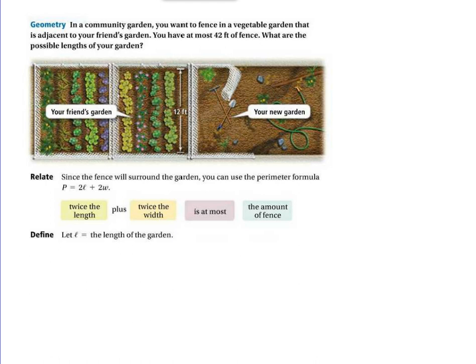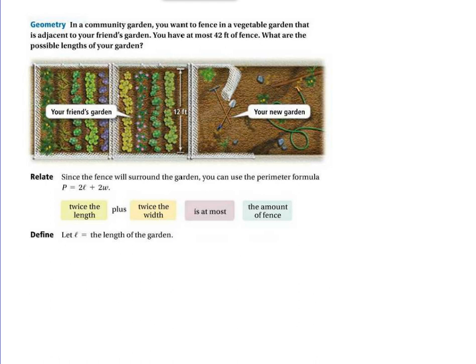Okay, a little break from everyday old inequalities to solve. Take a look at this garden right here. You want to fence in a vegetable garden that's adjacent to your friend's garden. Your friend's garden probably attracts a lot of deer, and you're tired of the deer coming into your garden, so you're putting a fence up. What are the possible lengths for your garden?